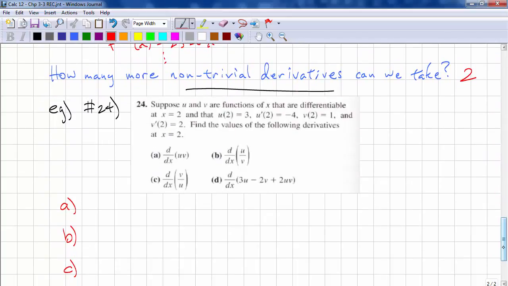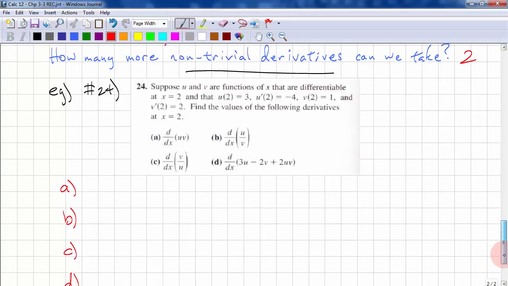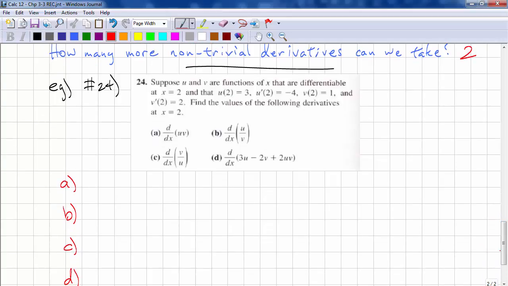Okay, let's look at a different type of problem. This is actually relatively easy, but people forget. You're given the derivatives here at a certain x value. You don't need to know the function, but you do need the rules. Okay, so we're going to find the values of the following derivatives at x equals 2.